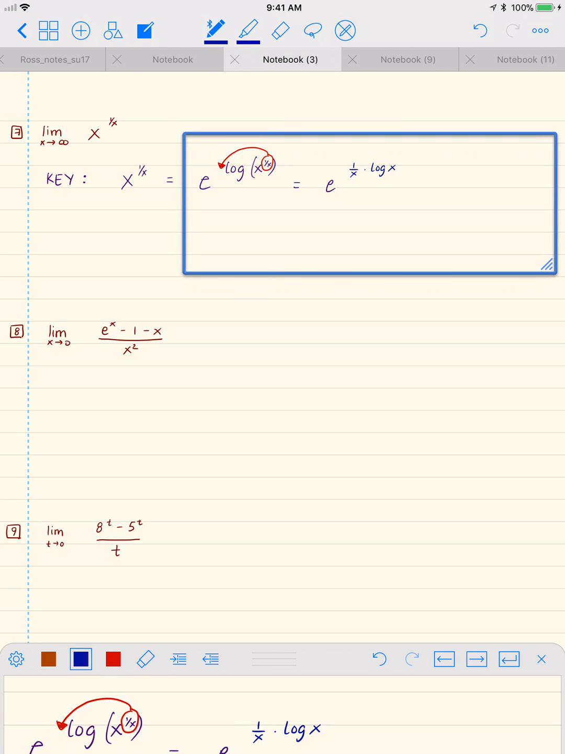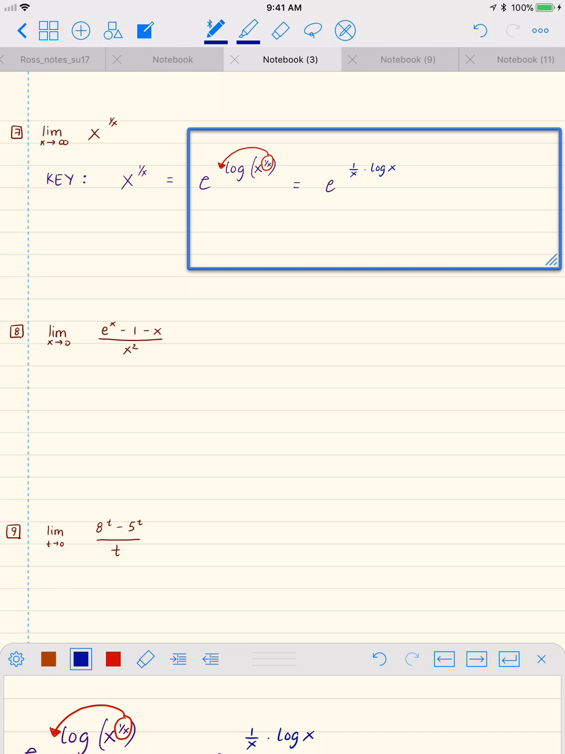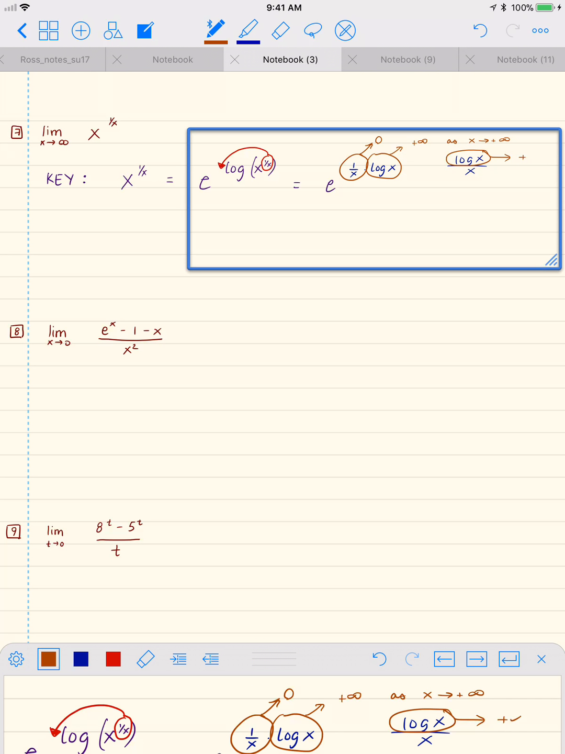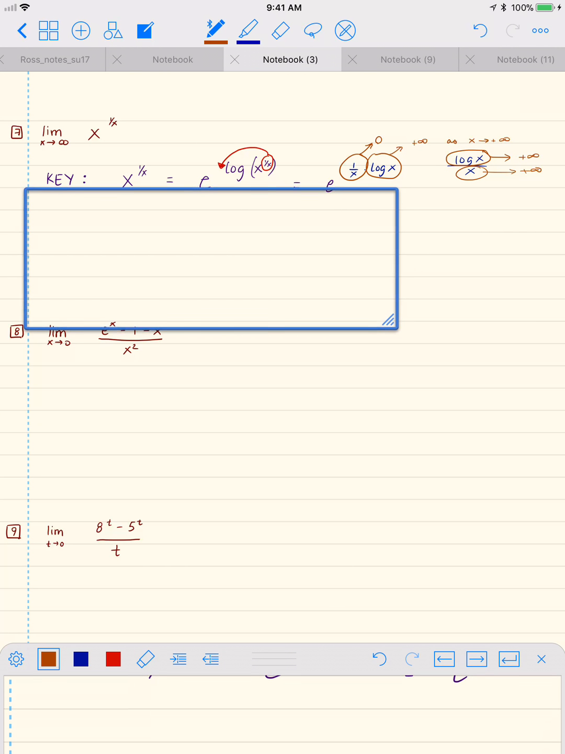And now if we look at this exponent, 1 over x times log x, as x goes to plus infinity, log x goes to plus infinity, and 1 over x goes to 0. But wait, what if we rewrite it as log x over x? Then the numerator goes to plus infinity, and the denominator goes to plus infinity. So we can apply L'Hopital's rule to the exponent. And that's what we're going to do.